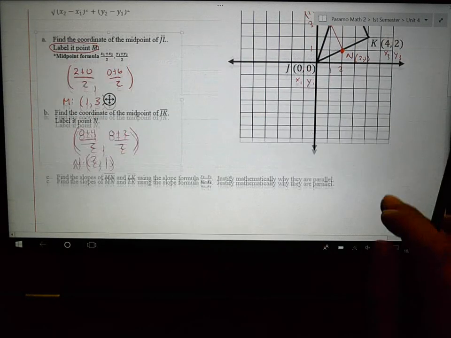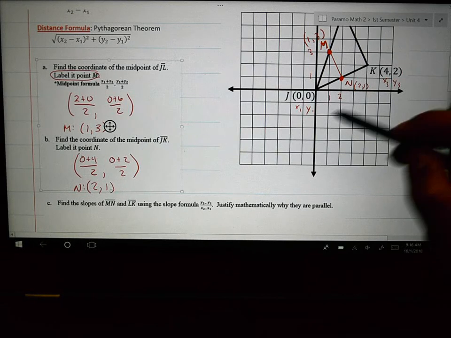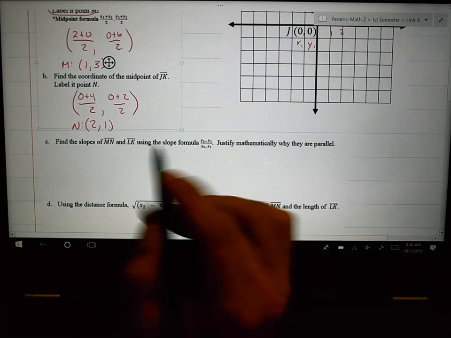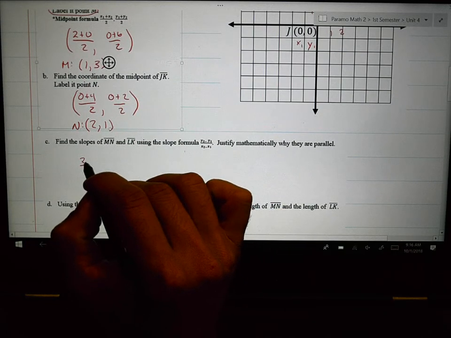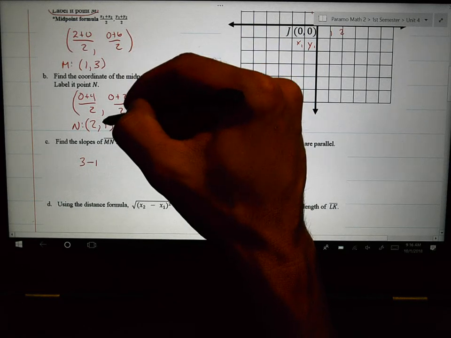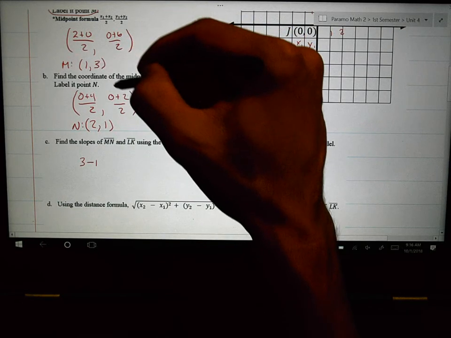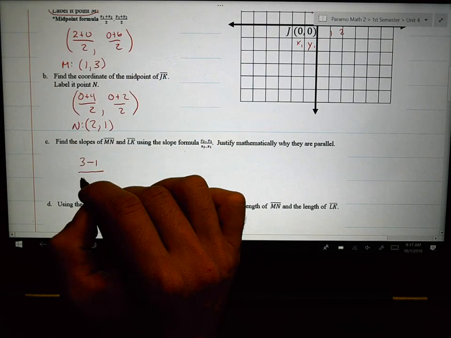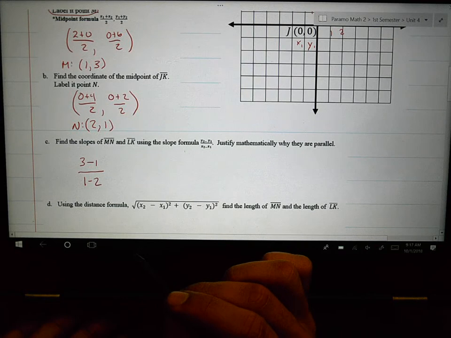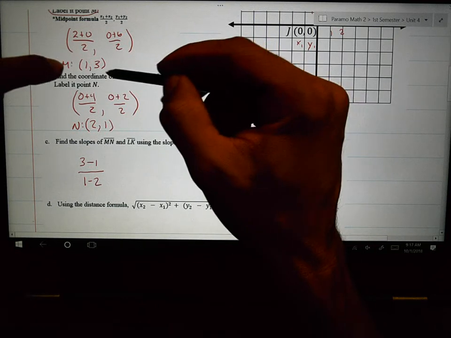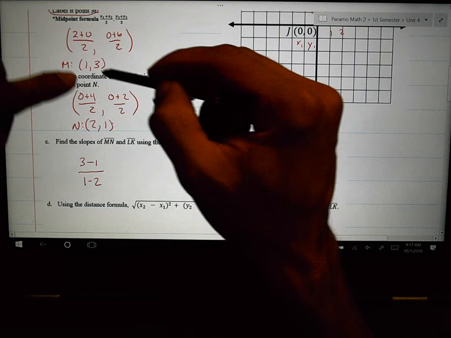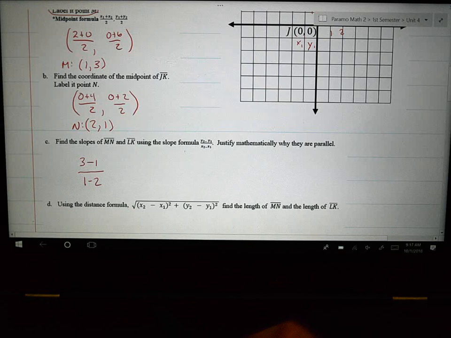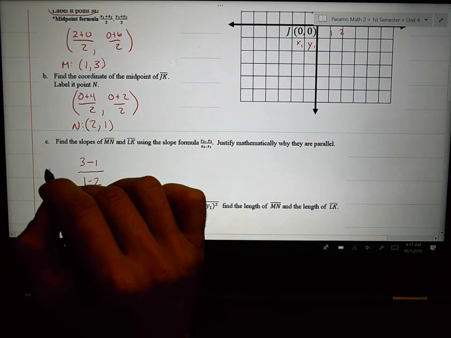Find the slope. How do I find the slope? Here are my coordinates. I just do y2 minus y1 over x2 minus x1. I'm going to take the y's: 3 minus 1. 3, take away 1. If I do the top one minus the bottom one, on the bottom I have to do the same order. 1 subtracted by 2. Do not switch direction. Always go the same direction, meaning if I did 3 take away 1, then I have to do 1 subtracted by 2. And this is the slope of MN.